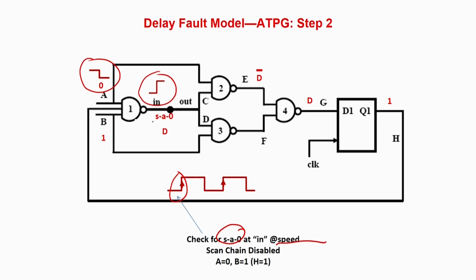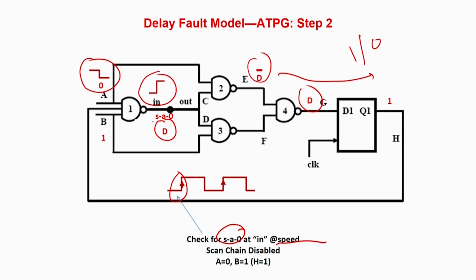So what do I have to do? Stuck-at 0 fault means I have to apply a 1, which I can do by having A equal to 0, B equal to 1 and H equal to 1. So this is D. I am assuming I will be propagating the value along this line, so inversion will be D prime and again another inversion will be D. So basically what is the answer? This is 1 in normal and 0 in the faulty case. This is what is to be expected.